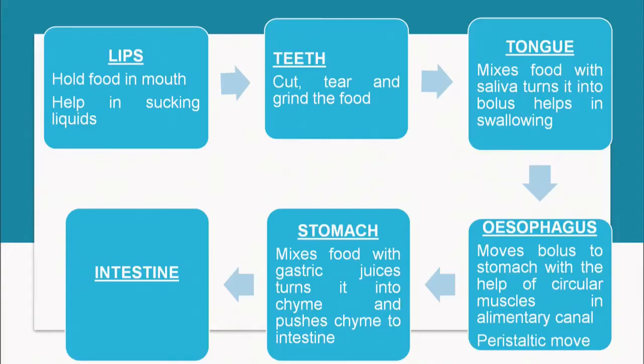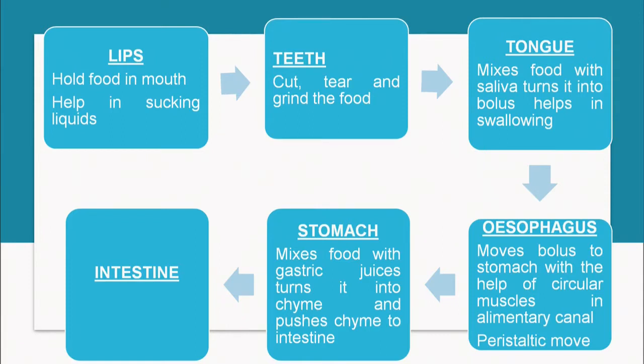Now, let's talk first about the mechanical process. How do the lips help? They hold the food in the mouth and help in sucking liquids. Then teeth cut, tear and grind the food. Then comes the tongue, which mixes the food with saliva, turns it into a bolus and helps in the swallowing of food. Then the esophagus moves the bolus to the stomach with the help of circular muscles in the alimentary canal.